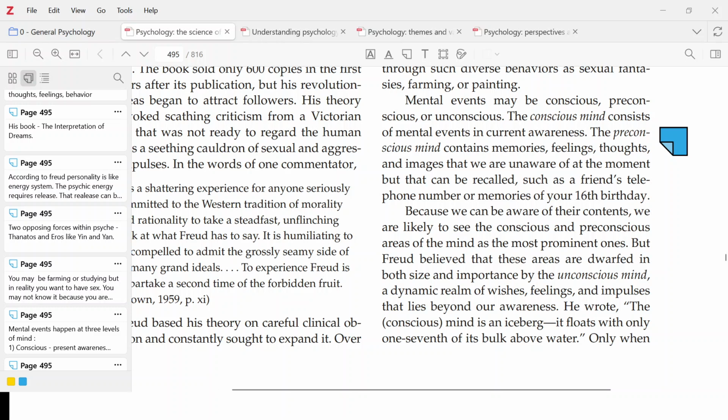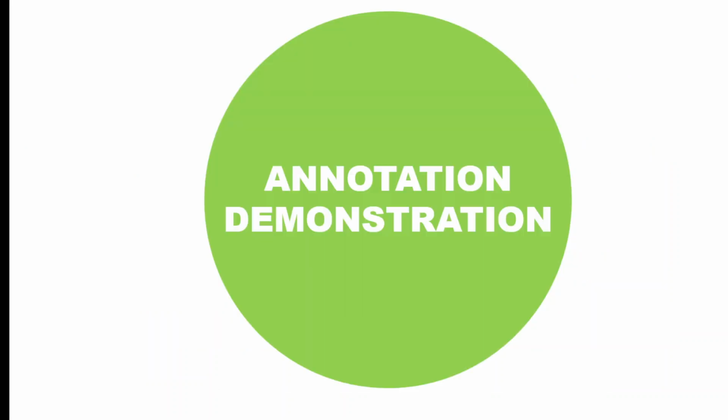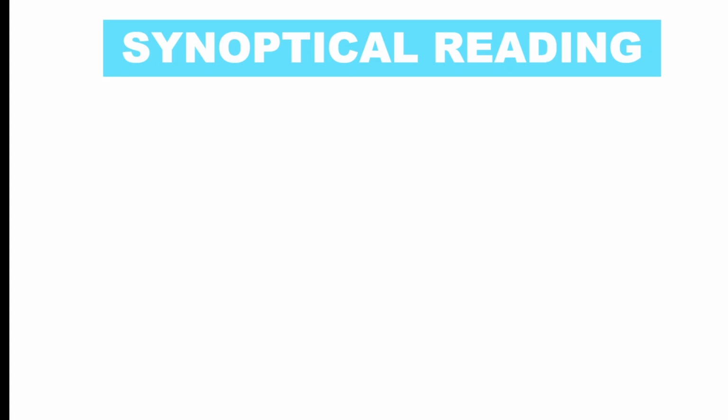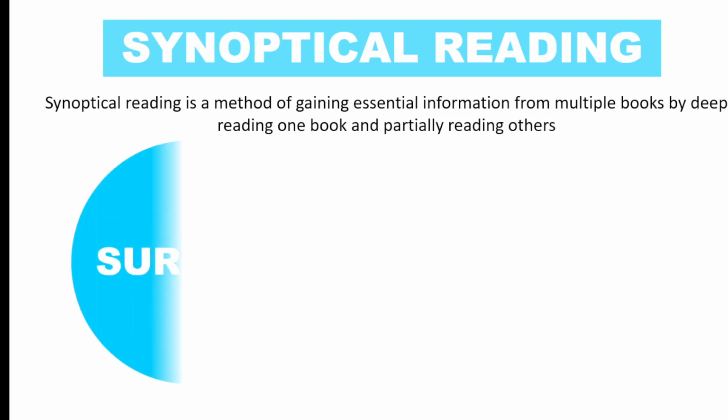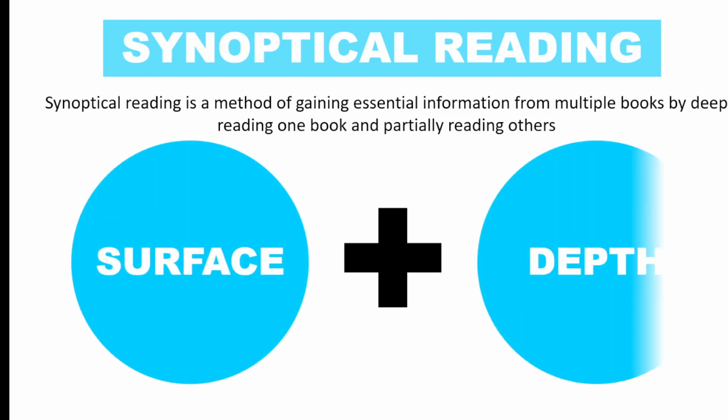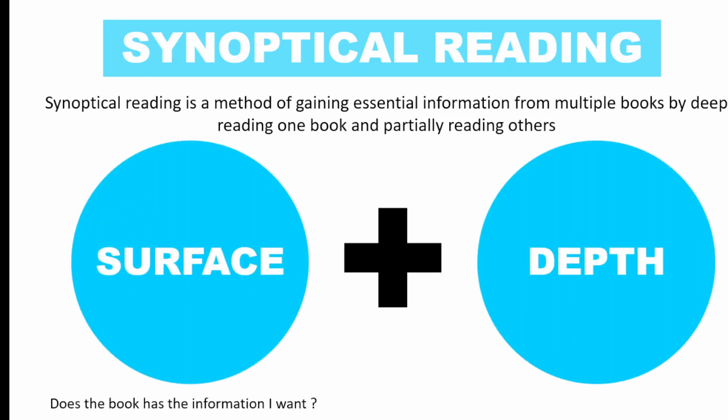Okay, so now moving back to the PPT. Let's go to the next topic, the third level of reading, synoptical reading. Synoptical reading is a method of gaining essential information from multiple books by deep reading one book and partially reading others. In surface reading, you ask the question, does the book have information I want? That you find out through skimming.